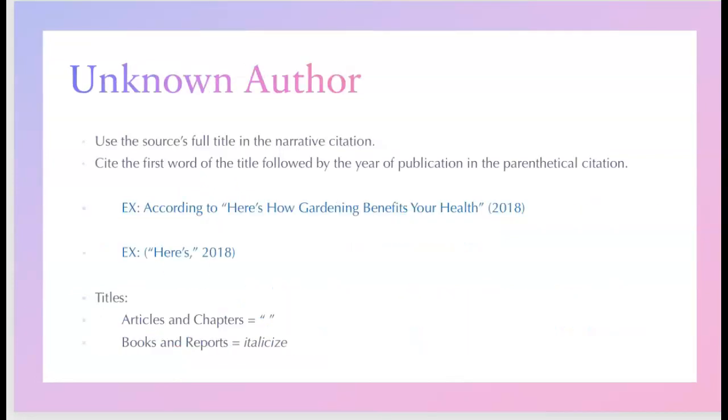If there is no author, you would want to use the source's title. If you are using a narrative style citation, you would put "according to," and instead of the author's name, you would put the title of the article. If you are doing a parenthetical citation, you would just put the first word of the title followed by the year of publication. And just remember, articles and chapters are in quotation marks. Books and reports are italicized. So if this were the title of a book, you would italicize it.